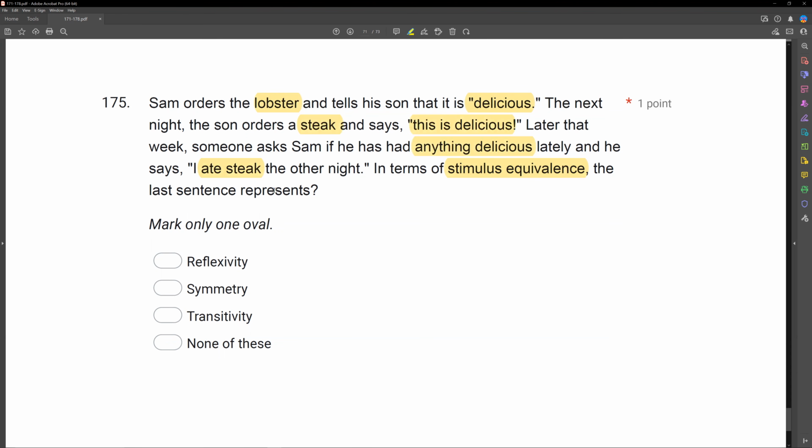In terms of stimulus equivalence, what is that? Well, that's symmetry, right? Reflexivity is A equals A. Symmetry is A equals B. Transitivity is A equals B equals C. We didn't get to transitivity, but we got to symmetry. Steak is to delicious, and then delicious is to steak. So in terms of stimulus equivalence, the last sentence represents symmetry.